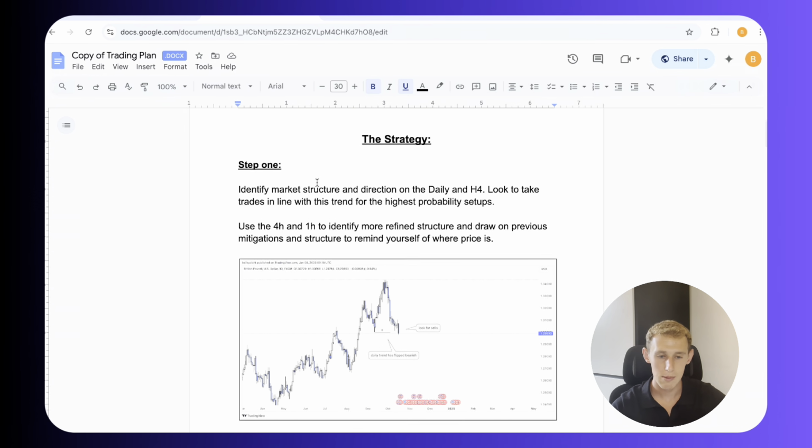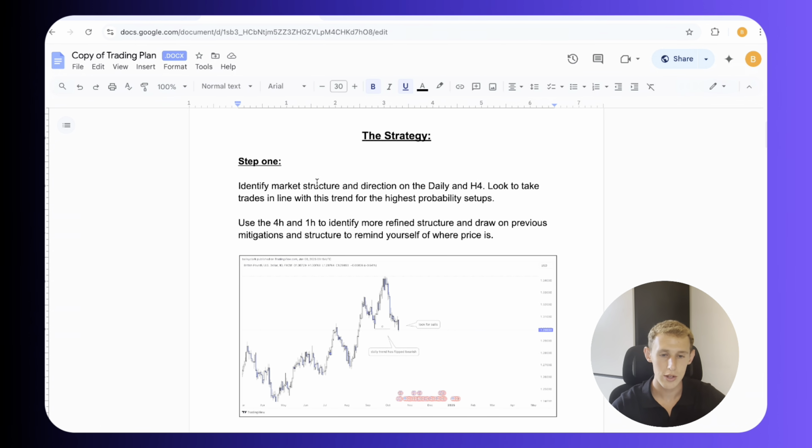Essentially, the first step of the trading plan is to identify overall market structure and direction on the daily and 4-hour charts. And we are only looking to take trades in line with this trend for the highest probability setups.